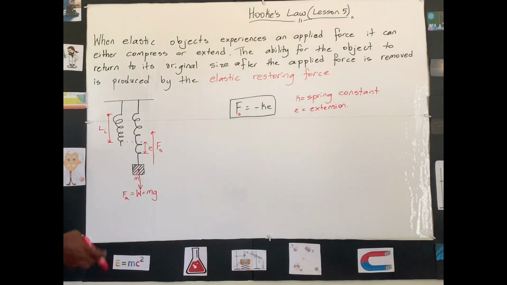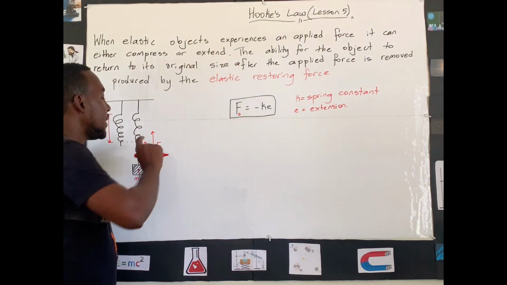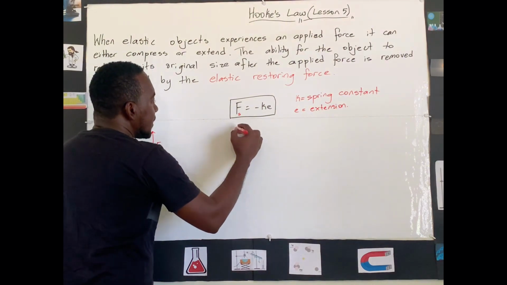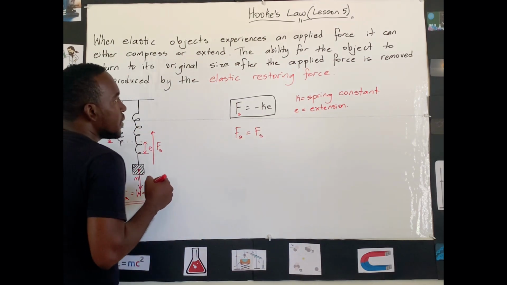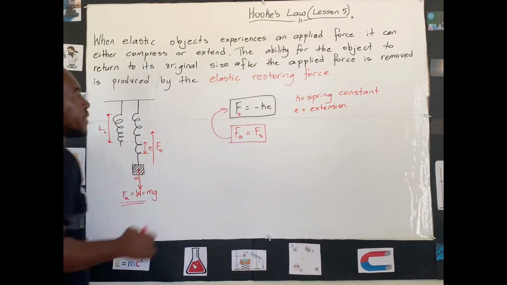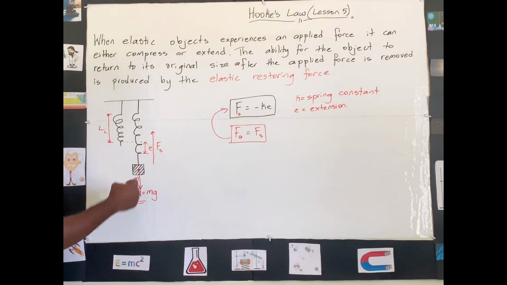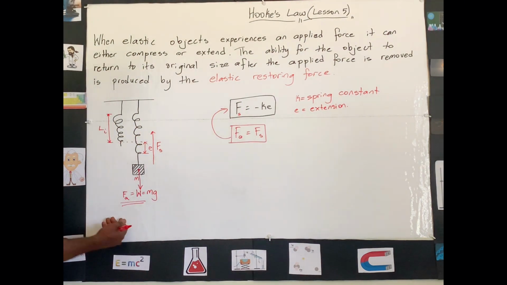So what this means is the same amount of force that is used to extend the object is the same amount of restoring force that is used to push back the object to its normal position. So we can say that F applied equals F restoring. That is based on Hooke's law right there. Now the negative is there because it is a force that is opposing your applied force. So we use the negative to show that it is an opposing force to the applied force that we use.